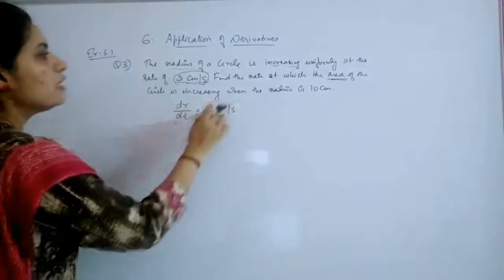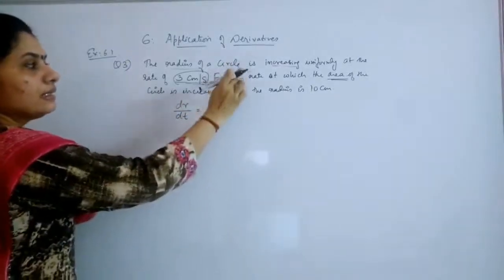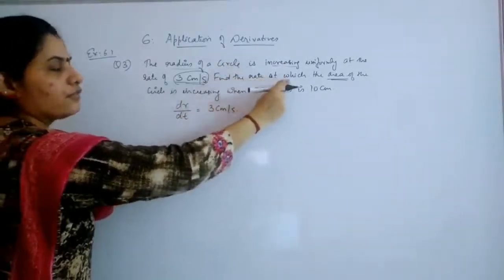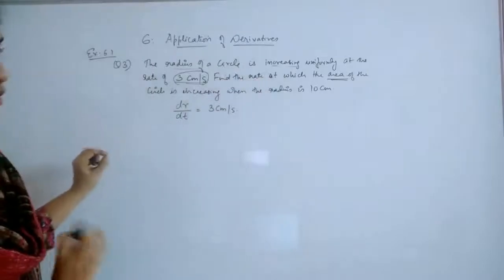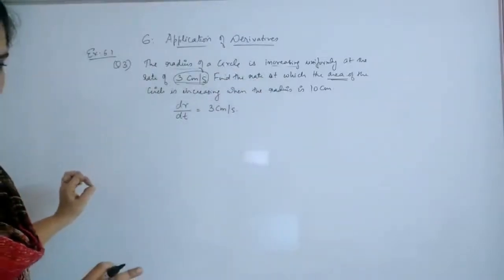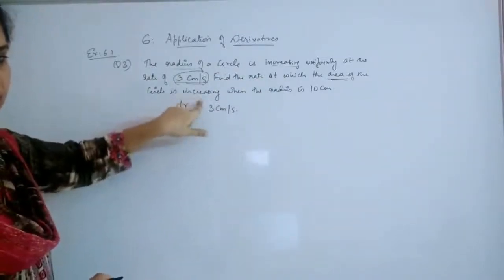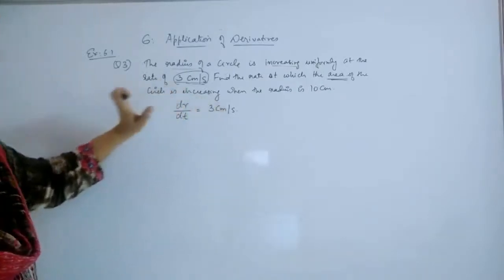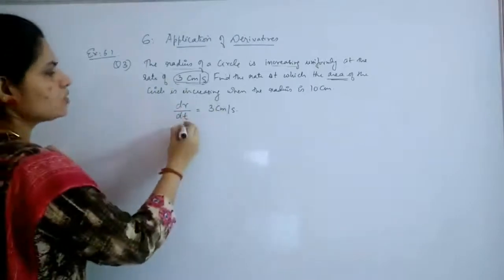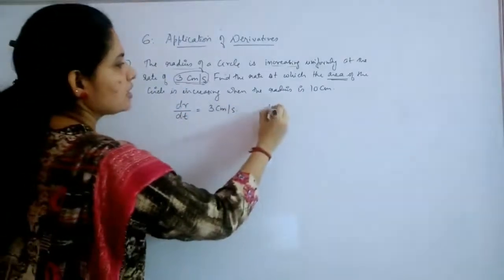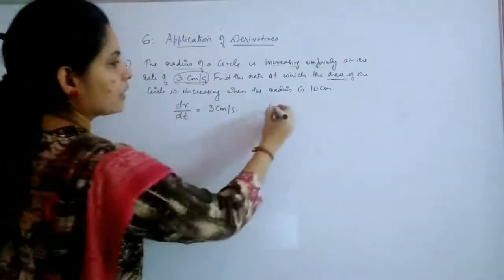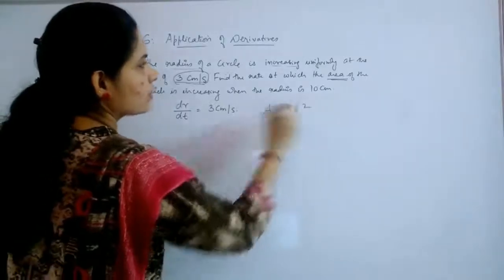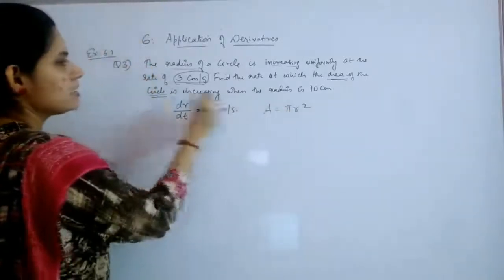Here you have to understand that the rate of change of area will be with respect to time and not with respect to radius. Whenever it is not mentioned that it is with respect to radius, at that time you have to take it with respect to time only. So you have to find out what is dA by dt. What is A? For the circle it is pi r square.